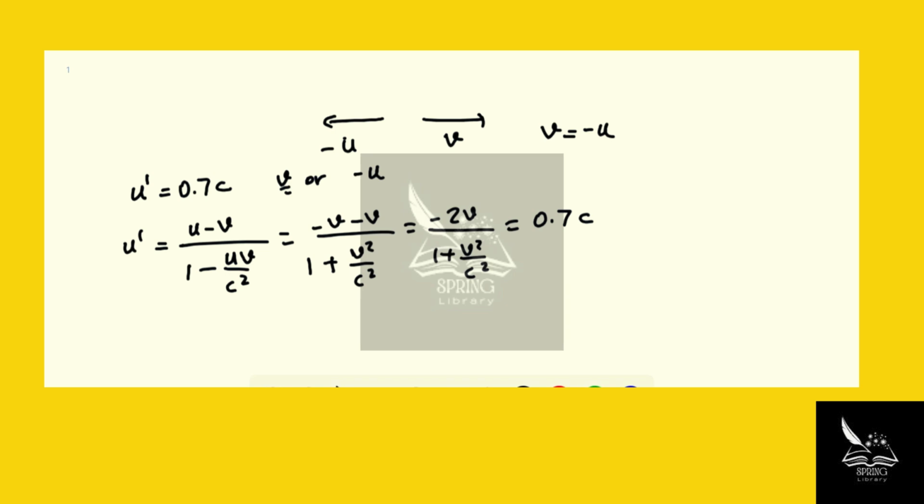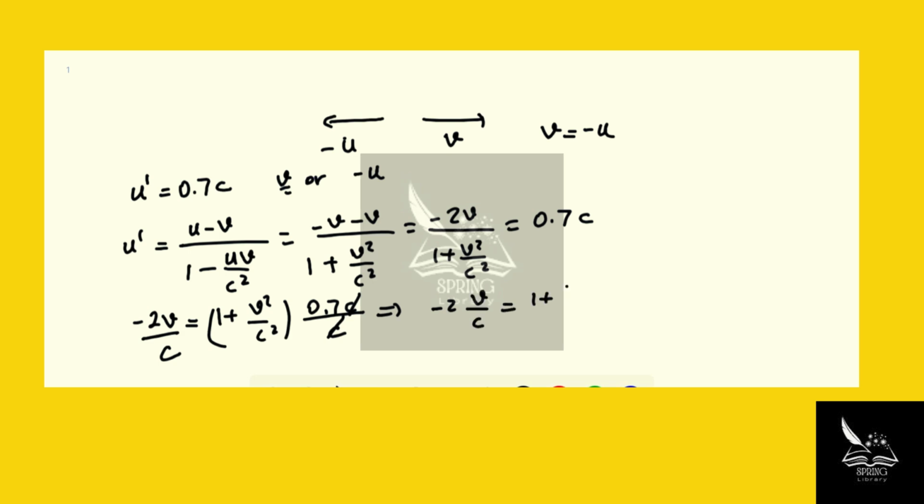Now, what we should do is, negative 2v equals 1 plus v squared over c squared, and we multiply both sides of this equation by the denominator. This is going to be 0.7 c, right? Now, if we divide both sides by c, these are going to cancel out. So we have negative 2v over c equals (1 plus v squared over c squared) times 0.7. Negative 2v over c equals then 0.7 plus 0.7 v squared over c squared.